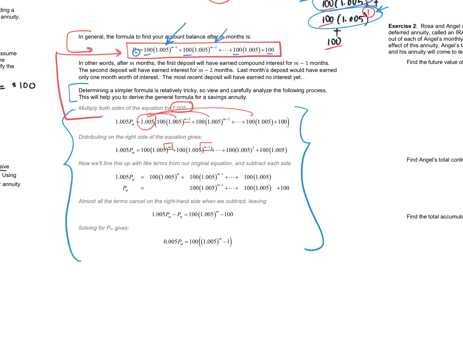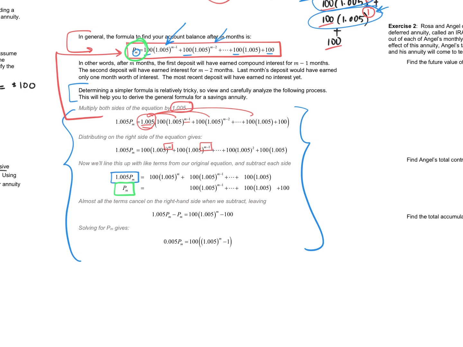And so you can see that these are all actually 1 more than they were before because we had just put in that additional factor. Now, if we compare and line up this new thing we created by multiplying by 1.005 with the original PM from up above, again, we lined up our like terms.